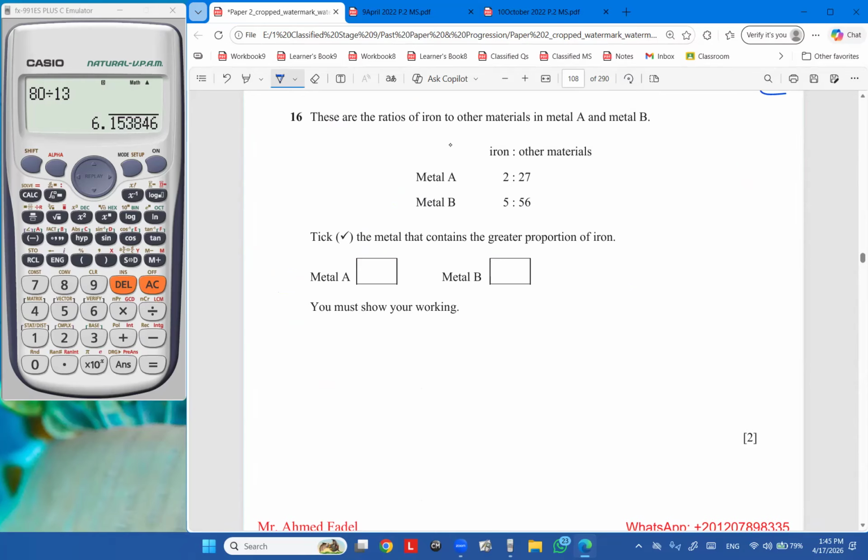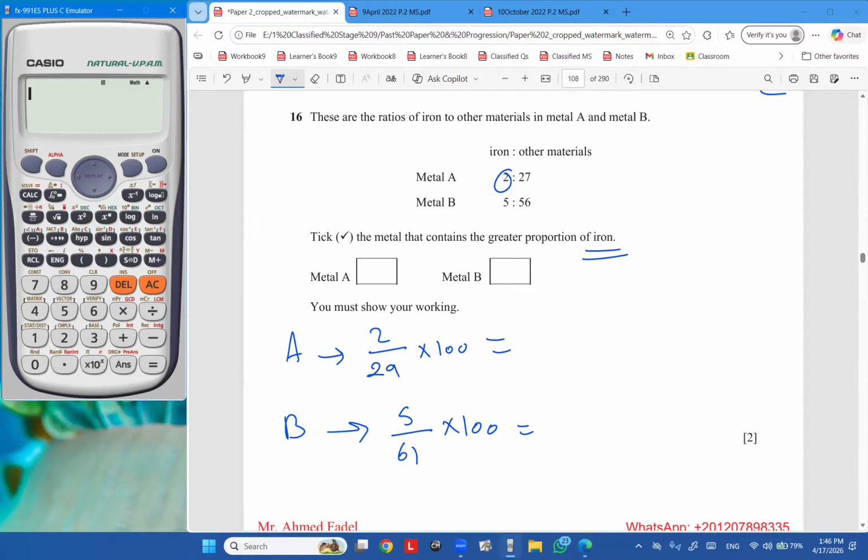These are the ratios of iron to other materials in metal A and metal B. Tick the metal that contains the greater proportion of iron. So I need to do this. In metal A, it is 2 out of 29, the total is 29. While in metal B, it is 5 out of 61, the total is 61. Multiplying this by 100 to get the percentage, multiplying this by 100 to get the percentage.